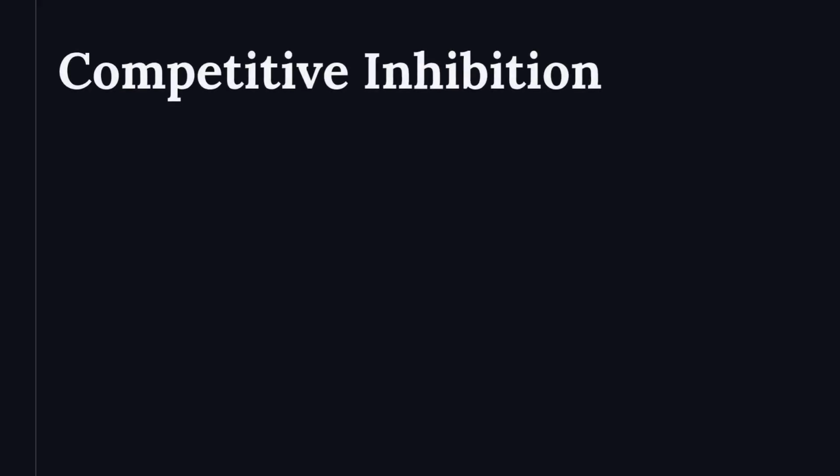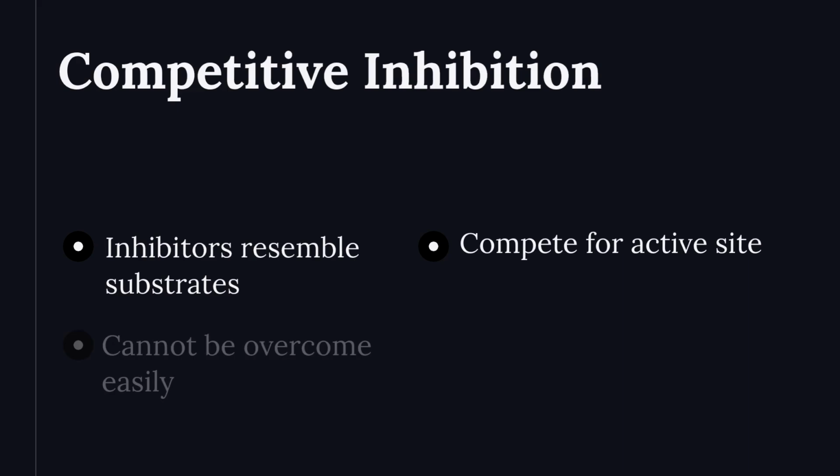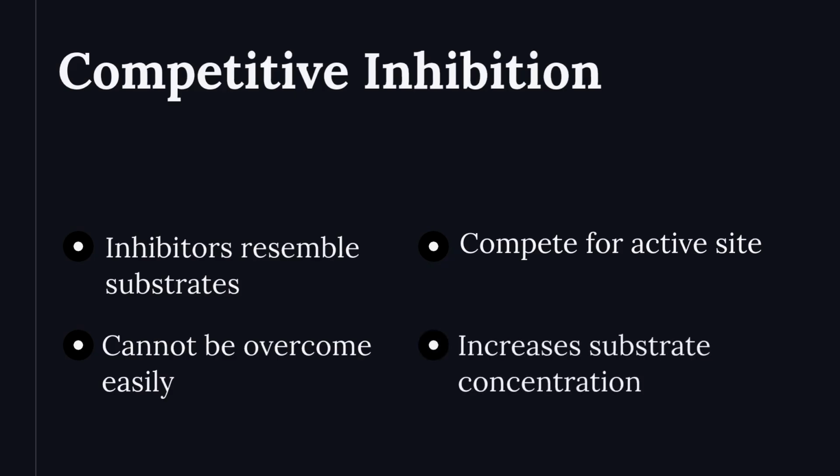Competitive inhibition occurs when inhibitors resemble substrates. They compete for the active site, reducing reaction rate. This can be overcome by increasing substrate concentration. Non-competitive inhibition involves inhibitors binding to an allosteric site. This changes enzyme shape and cannot be overcome by more substrate.